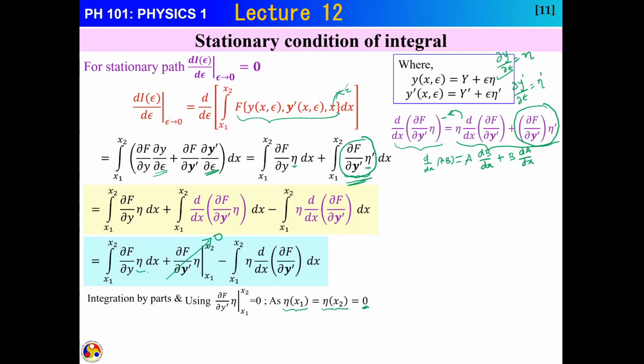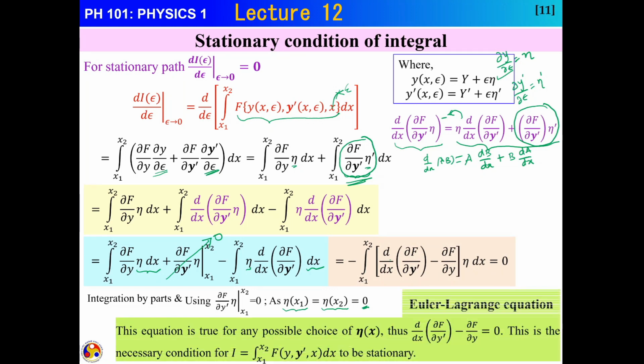And since this also has eta dx, and this also has eta dx, take it away commonly outside, then you can rewrite this function such that we have minus the integral from x1 to x2 of d by dx of the partial derivative of f with respect to y prime, minus the partial derivative of f with respect to y, times eta dx, turns out to be 0. And you know that for every possible choice of eta, an arbitrary function which you cannot set to be 0, the term inside this parenthesis should go to 0.